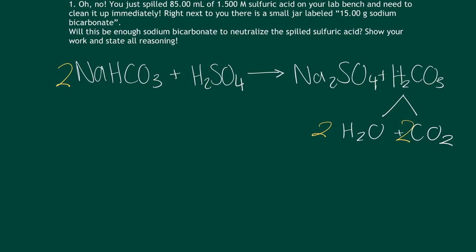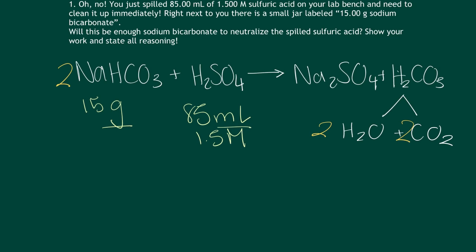The next step of preparation for this problem is going to be listing out all of the information that we're given. The first thing it tells us is that we have 85 milliliters of 1.5 molar sulfuric acid. And the second thing that it tells us is that we have 15 grams of sodium bicarbonate. Our goal is to compare the two reactants, but right now one is in grams and the other one is in milliliters. So just looking at this now would be like comparing apples and oranges.